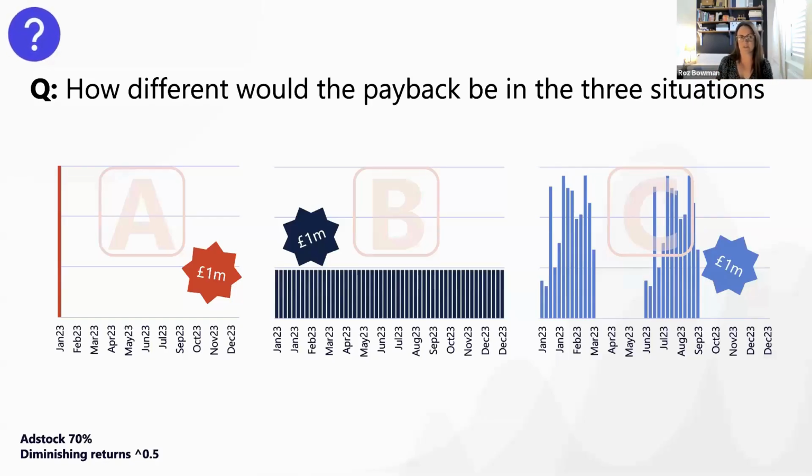So if we've estimated the diminishing returns curve, for argument's sake, let's just say Ted's example of the log curves earlier, we'll have a log with a power of 0.5 on it and quite a long adstock of 70%. We've got a curve in place. How different would the payback from each of these laydowns be?